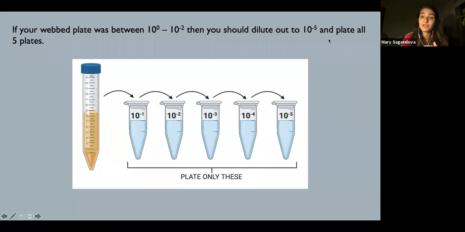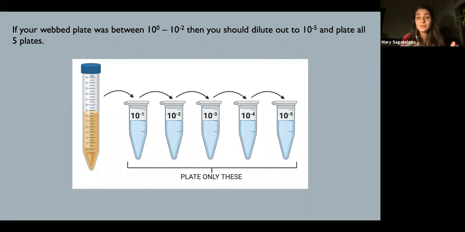On the other hand, if you flooded a plate that was webbed, that was 10 to the 0, 10 to the negative 2, that tells you you don't have to dilute out very far before you start seeing any countable plaques. So you're only going to dilute out to around like negative 5th, and you're just going to plate all of these, again, out of an abundance of caution. But sit down with your partner or, over some kind of chat, text them, FaceTime them, Zoom them to discuss how you're going to move forward with Open Lab this week.